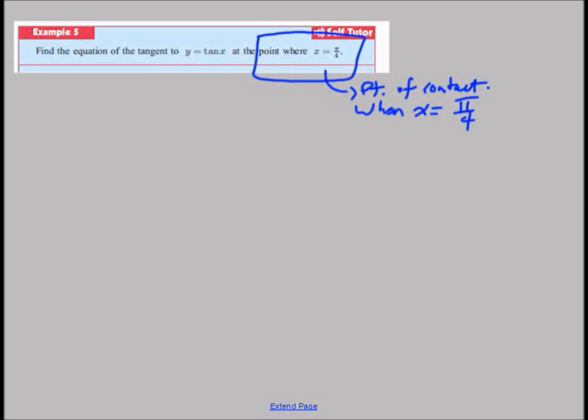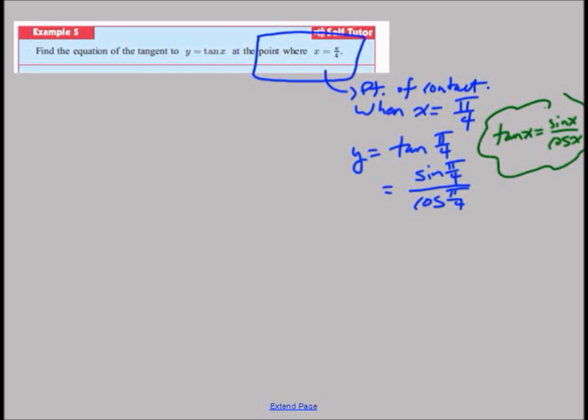So what is the y-coordinate at that point? So y equals tan of pi over 4. That's the same as saying sine of pi over 4 divided by cos of pi over 4. Okay, but remembering one of our rules here, tan x equals sine x over cos x. Now we need to also remember the unit circle. Pi over 4 is 45 degrees, so we also have 60 and 30 degrees.